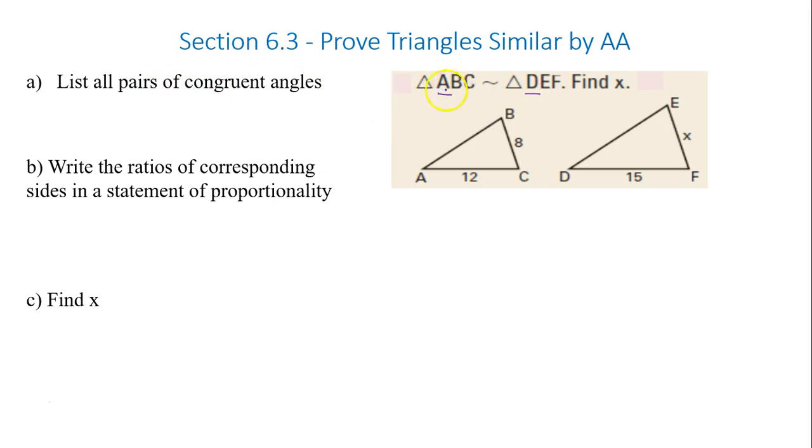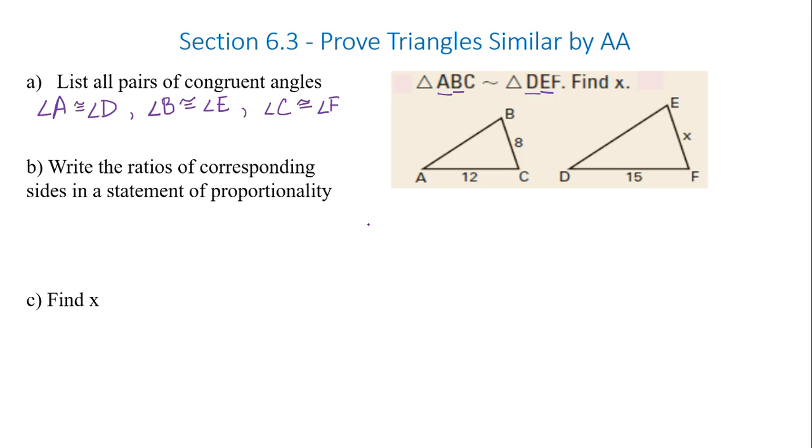Okay, so we're going to start out with angle A is congruent to angle D. Just go in order. And then angle B is congruent to angle E. And then lastly, angle C congruent to angle F. And there we got it.